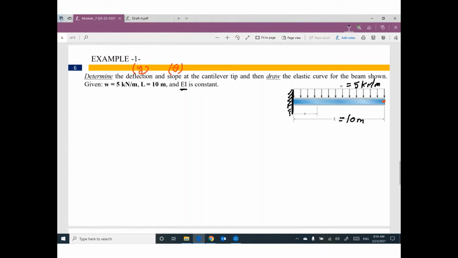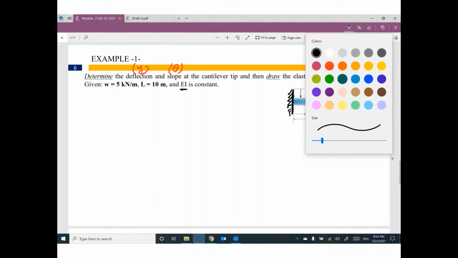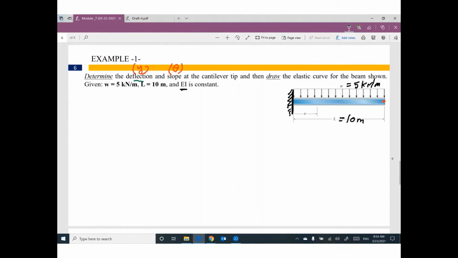This topic in our course will ask you for a different story. We will not ask for reactions. We will not ask you to draw the bending moment, axial force or shear force. We will ask a different question: what is the deflection value and the slope value at a specific point. In this case, the cantilever tip, which is the last point of the cantilever.